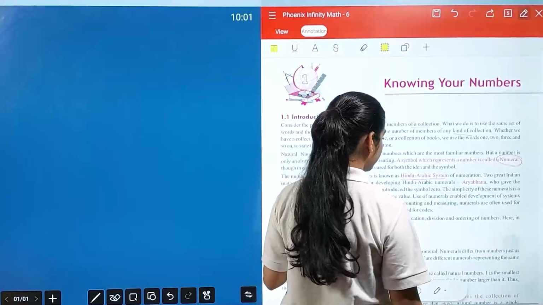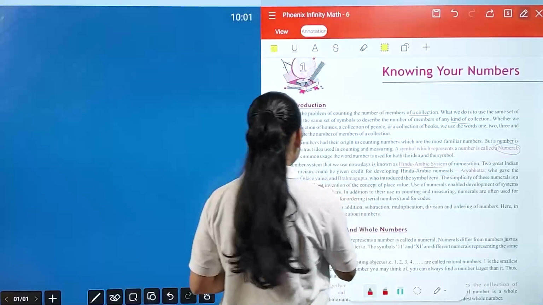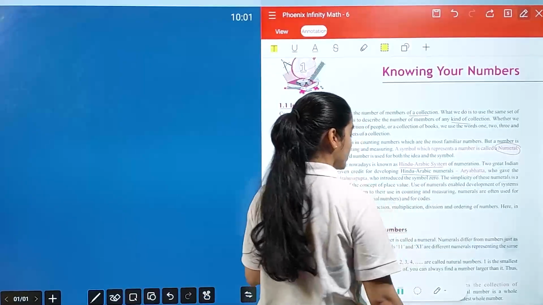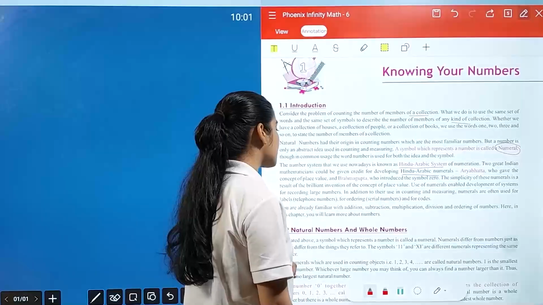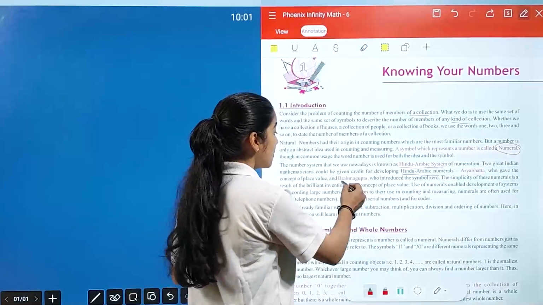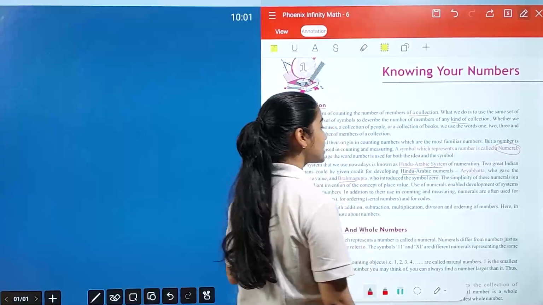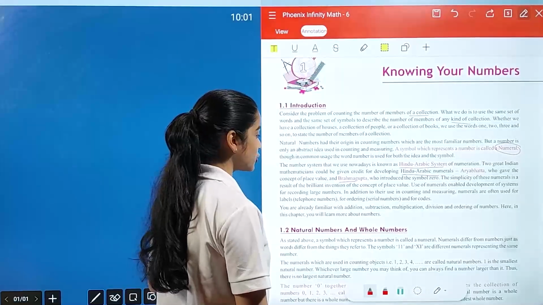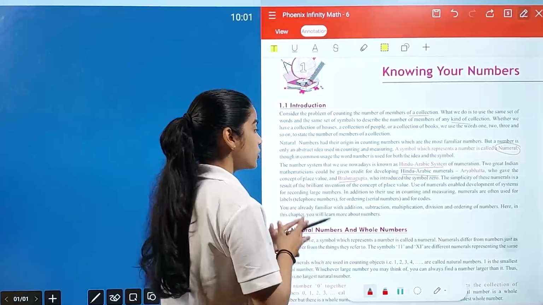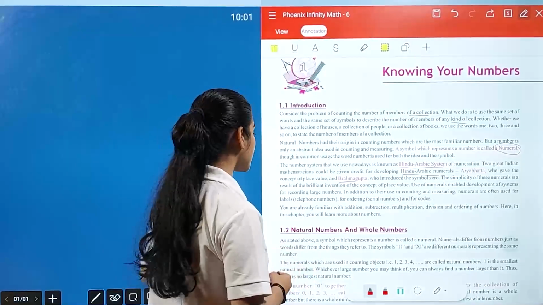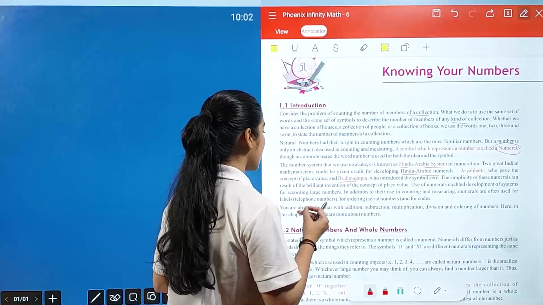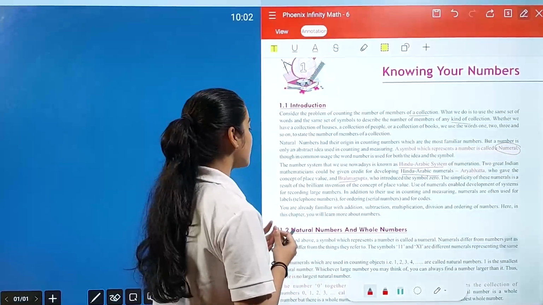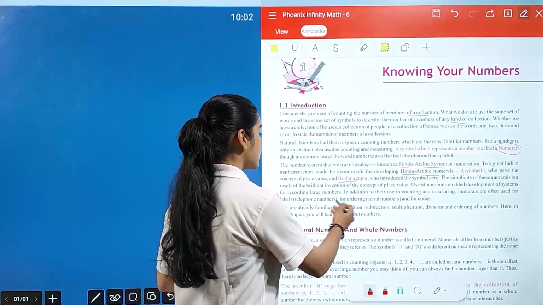Hindu-Arabic system. Two great Indian mathematicians could be given credit for developing Hindu-Arabic numerals. The first one, Aryabhatta, gave the concept of place value, and Brahmagupta introduced the symbol 0. The simplicity of these numerals is a result of the brilliant invention of the concept of place value. Use of numerals enabled development of systems for recording large numbers. In addition to their use in counting and measuring, numerals are often used for tables, telephone numbers, and for ordering.